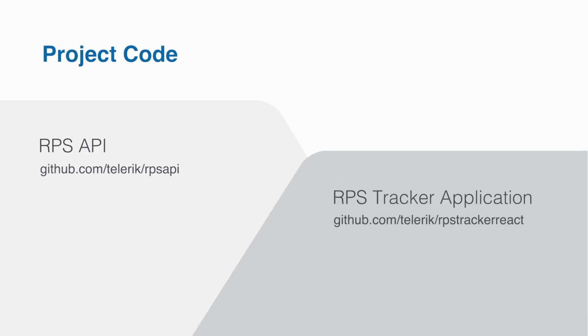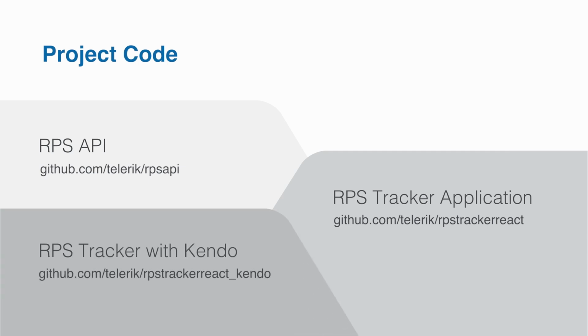Next is RPS Tracker React. This is the starter version of our issue tracker built with React, without any Kendo React components yet. This is where we'll begin the course, so if you want to code along, download or clone this one. And finally, there's RPS Tracker React Kendo. This is the finished version of our app, the one with all the Kendo React components already added. It's a great reference point if you get stuck or just want to peek at the final result.